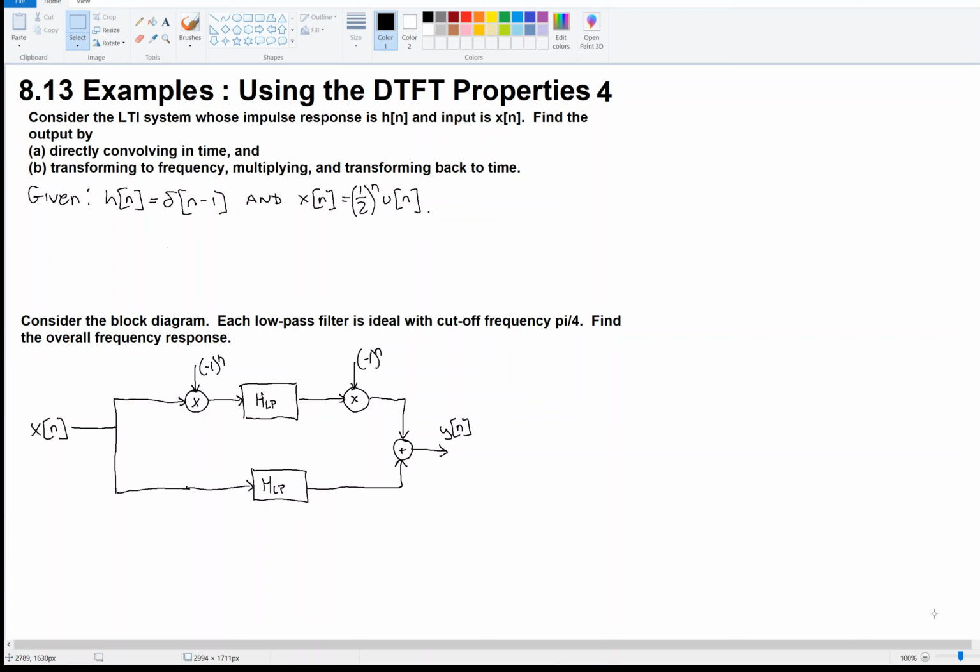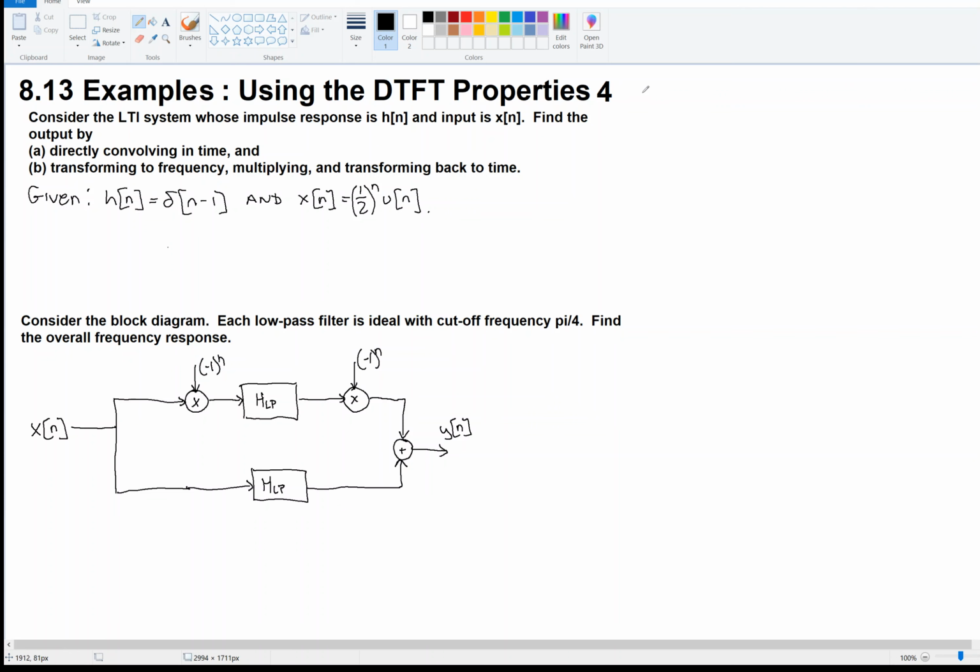Alright, I've got two examples here of applying the discrete-time Fourier transform properties. So let's look at the first example. We're going to consider the LTI system whose impulse response is h of n, which is given, and input is x of n, which is also given. Find the output by directly convolving in time and transforming to frequency, multiplying, and transforming back to time.